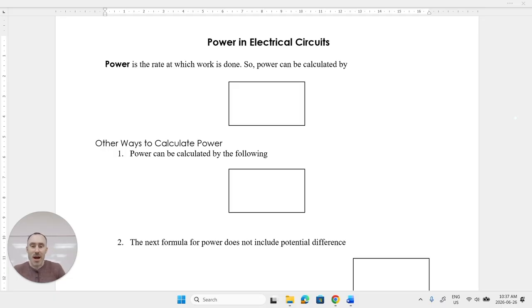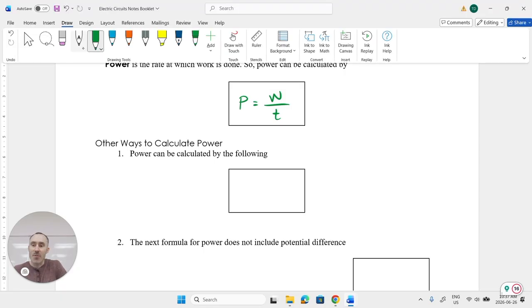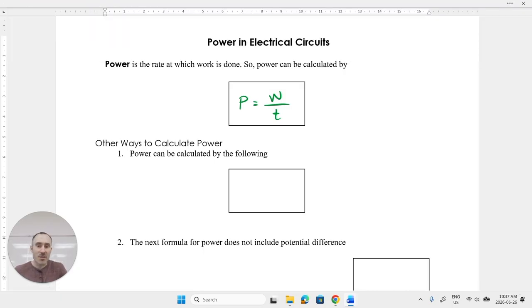So we can define power using a formula or an equation as well. P equals W over T. Okay, and we can just label those things to make it a little bit more helpful for your notes. W is work, and remember that's change in energy, so that's measured in joules. T is time, and it's measured in seconds, as it always is, and P is power.